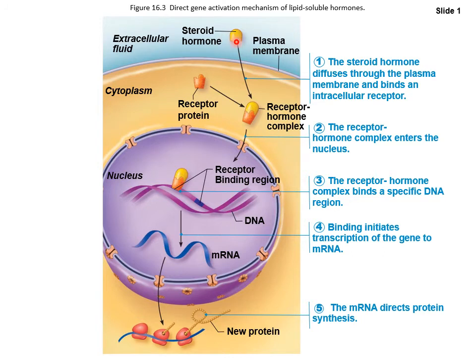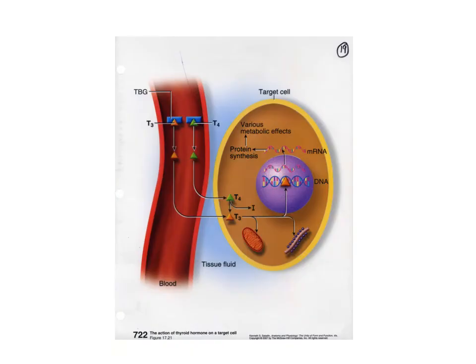There's your steroid hormone, gets through the plasma membrane, it binds to an intracellular receptor, and then that receptor hormone complex goes into the nucleus, and then the receptor hormone complex binds to a specific DNA region. The binding initiates transcription of the gene into messenger RNA. The messenger RNA directs protein synthesis at the ribosomes, and then those proteins carry out the intracellular effects.